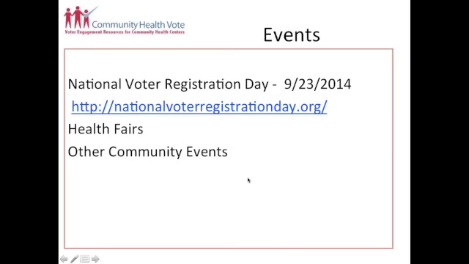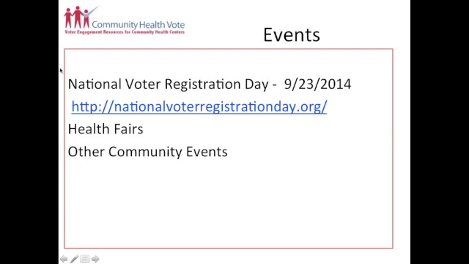Next. Events. You all have health fairs and other activities throughout the year. You should always have a voter registration table or booth set up at any of those events that you do. The one event I want to point out to everybody that this year you really should plan to participate in is National Voter Registration Day.